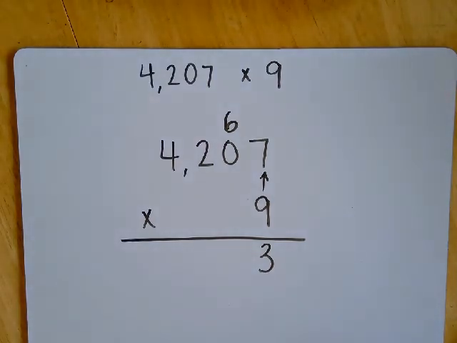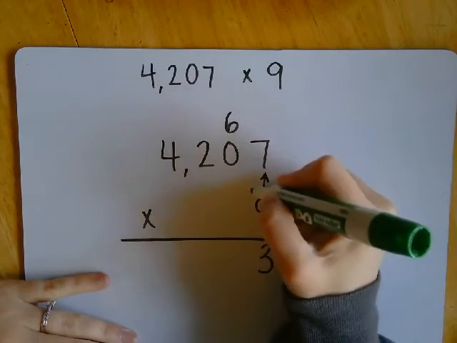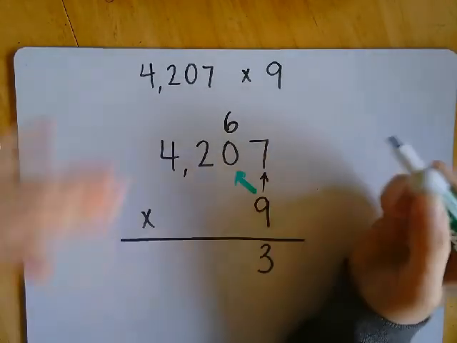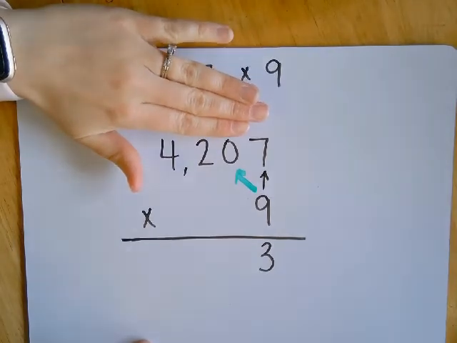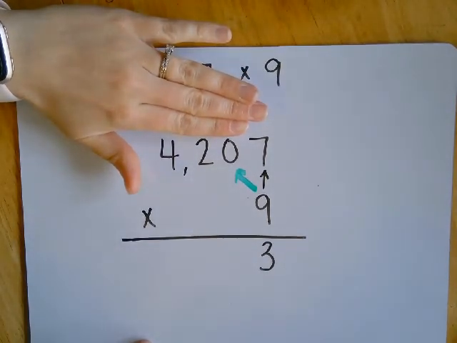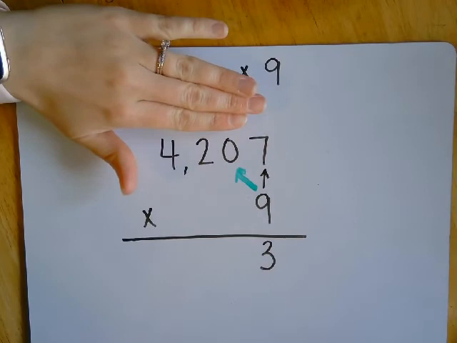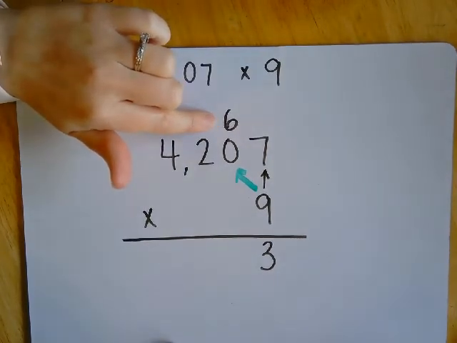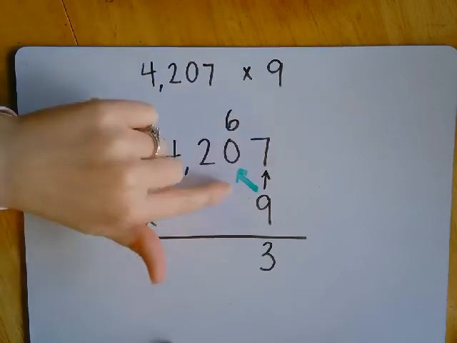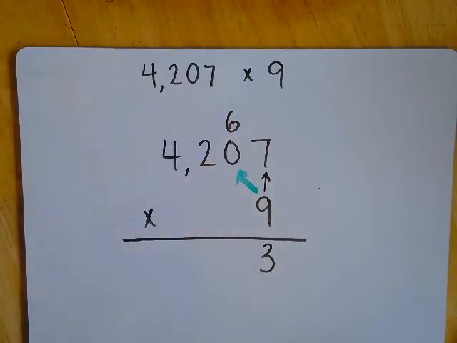Next, I'm going to multiply the tens place. Remember, I need to do this first step before I even think about the 6. So I know that 9 times 0 is nothing. It's still 0. Then I can add the 6 later. So 9 times 0 is 0, plus 6 more is still 6.